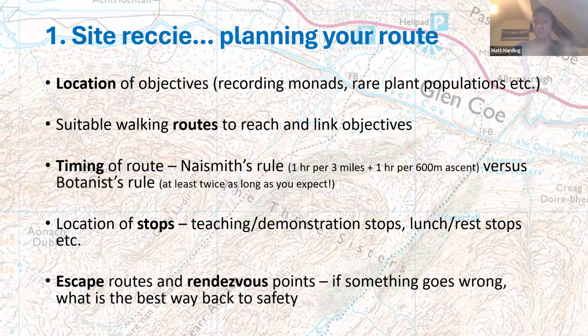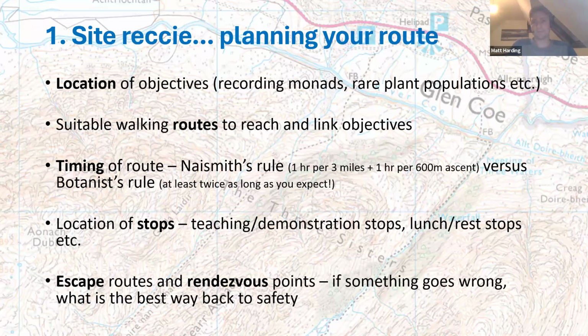I want them to be able to stop what they're doing with an hour to go and get back to the start of the rendezvous. If you're running an event in a more remote area, Naismith's rule, you might have heard of that, is a very good mountain walking rule. It runs something on the lines of, it takes you an hour for every 3 miles you walk, plus an hour for every 2,000 feet of ascent. And I've changed it to modern money of 600 meters there.